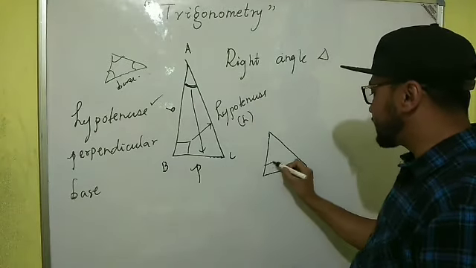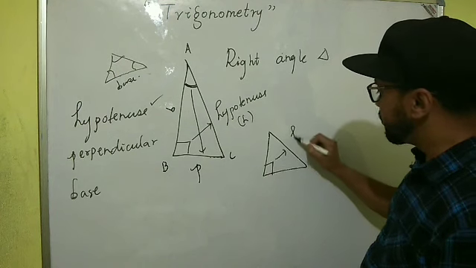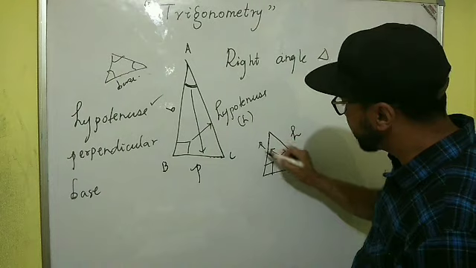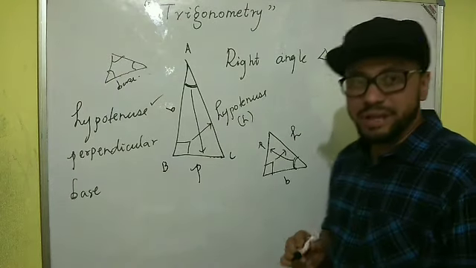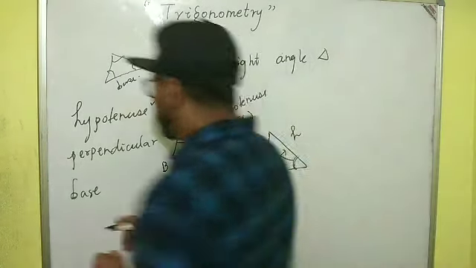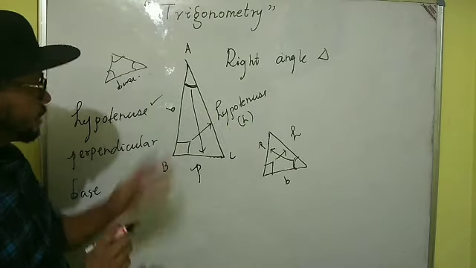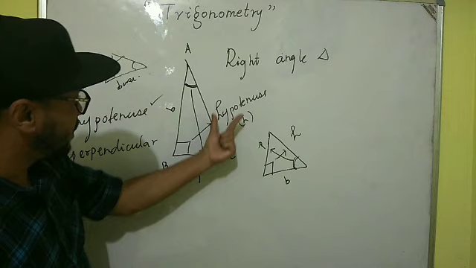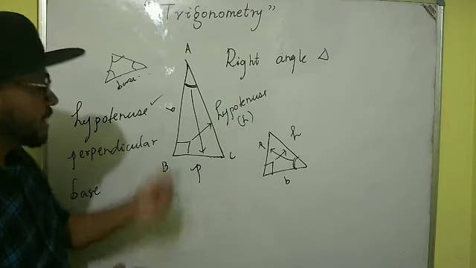Let's take another example. Let us take this as 90 degrees, so that means this is your hypotenuse. If this angle is given, the side opposite to this is your perpendicular, and the remaining will be your base. So we just discussed that the sides have special names: hypotenuse, perpendicular, and base.